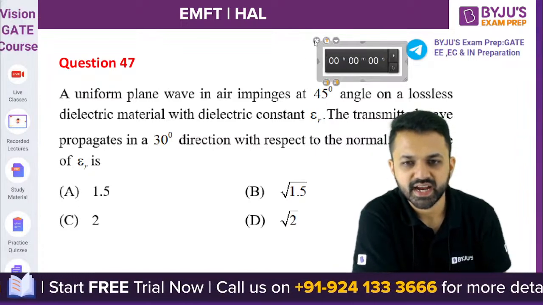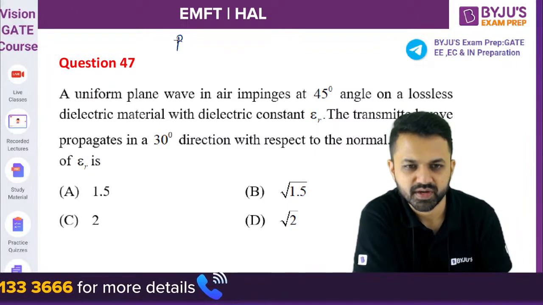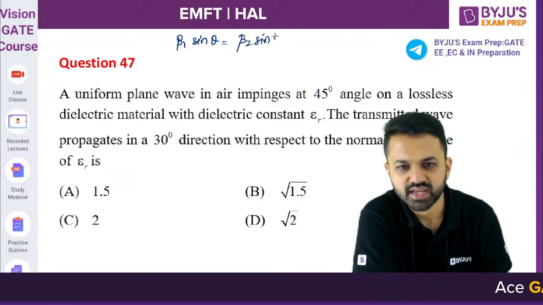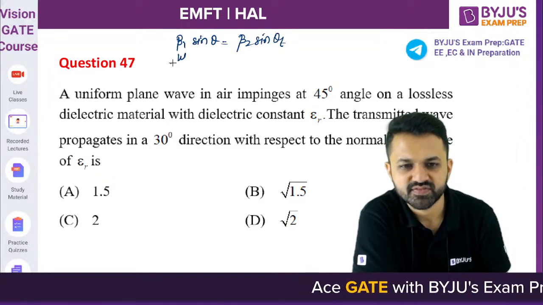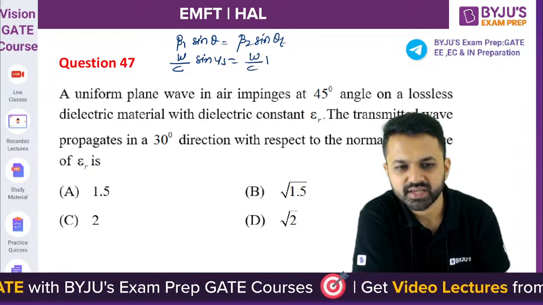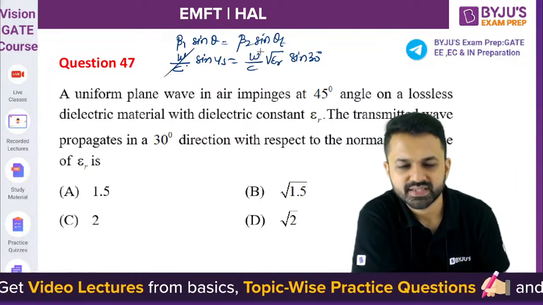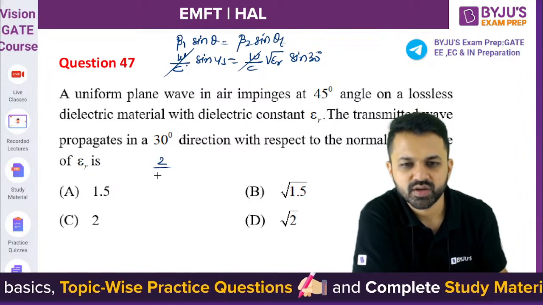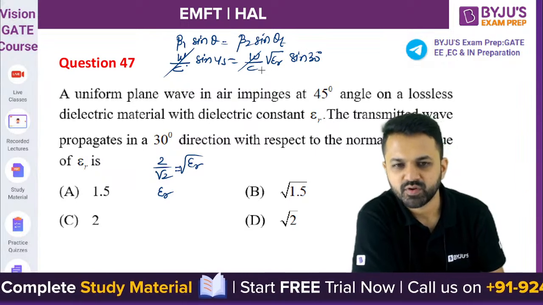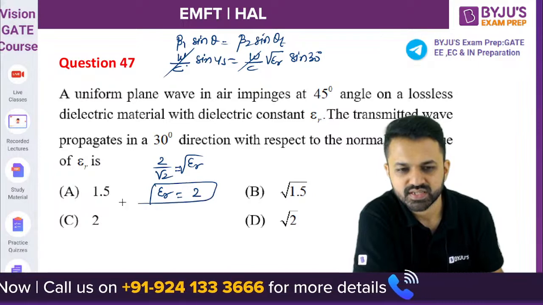So here you can see that it is a very easy one, because here you have to apply Snell's law. So beta 1 sine theta i is equal to beta 2 sine theta t. Beta 1, that means free space, omega by c, sine 45. Beta 2 means omega by c root over epsilon r, sine 30. So omega by c will get cancelled. It is 2 by root 2 is equal to root over epsilon r. So root over epsilon r, 1 upon 2, 2 will go here. And when we square it, epsilon r will be 2. So answer is C.